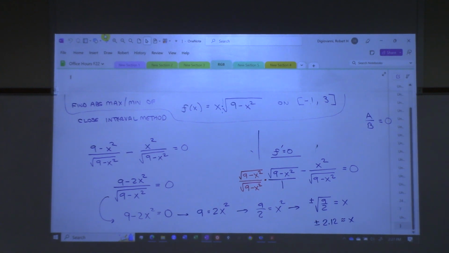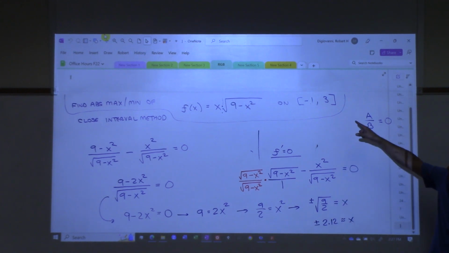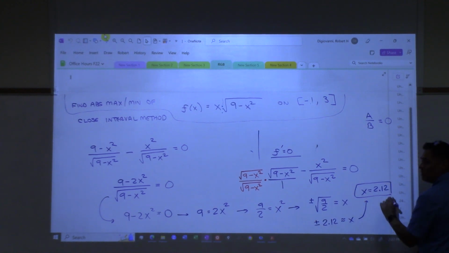That's what x is approximately, plus or minus this. So we have 2 answers here, right? Are they both critical numbers? Yes. Oh, no, never mind. Only one of them lives in there, right? Which one of them? The positive. So x is 2.12, my only critical number.